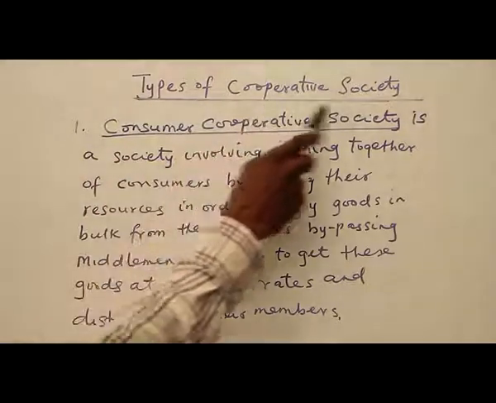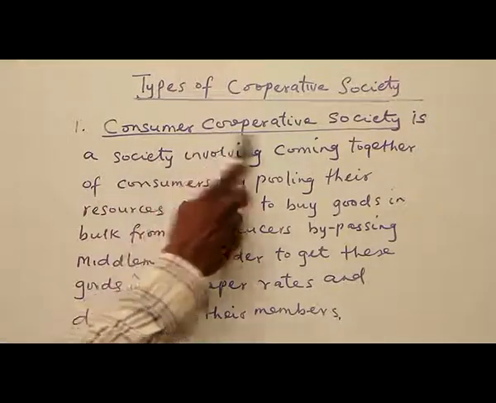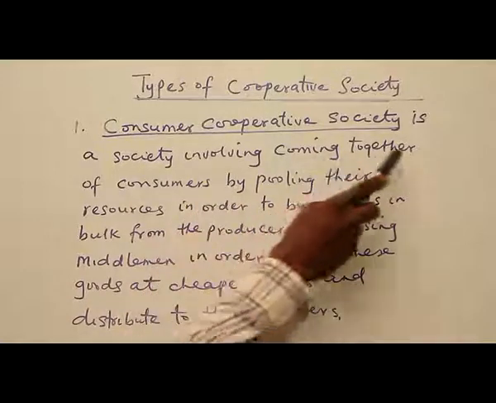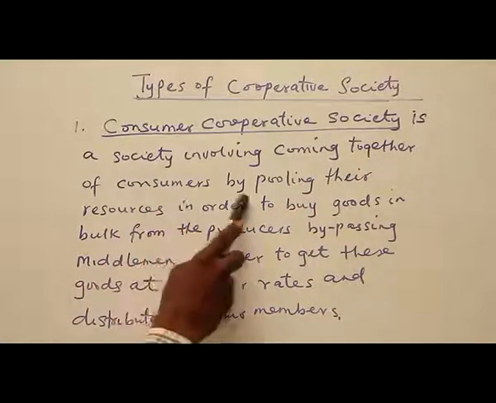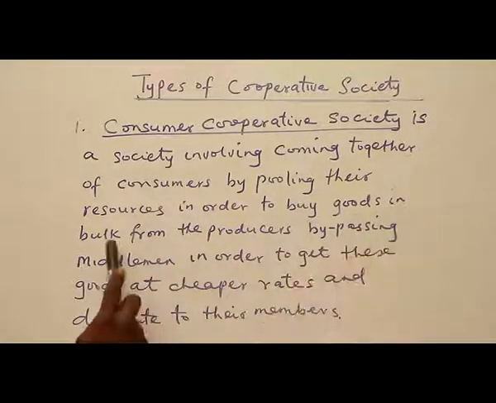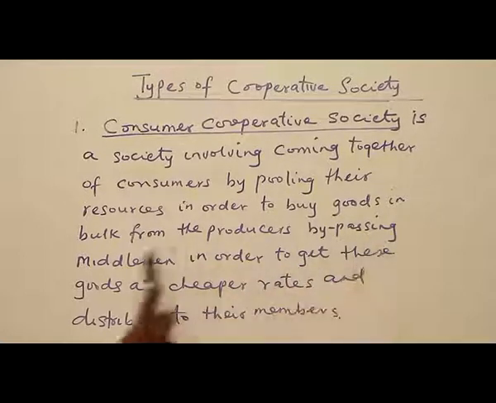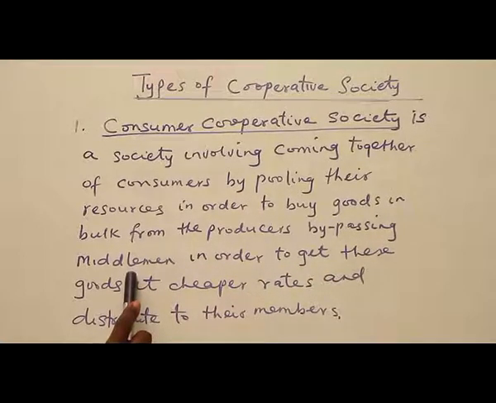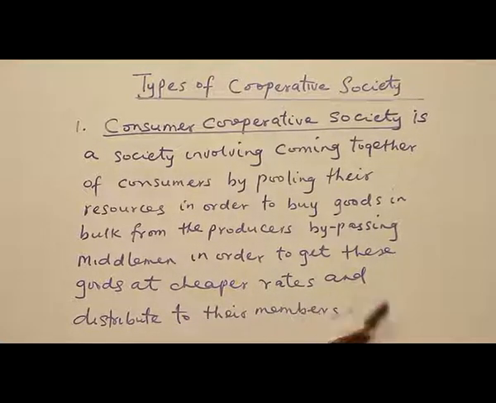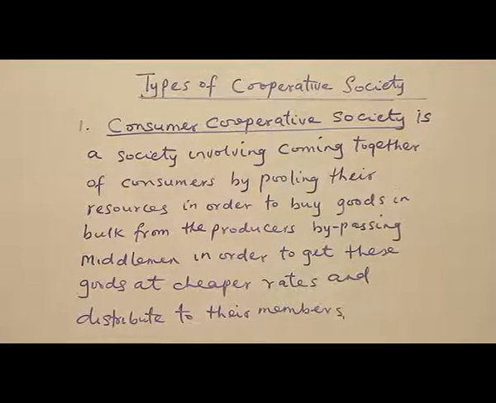Types of cooperative society. Number 1, consumer cooperative society is a society involving the coming together of consumers by pooling their resources in order to buy goods in bulk from the producers, bypassing middlemen, in order to get these goods at cheaper rates and distribute this to their members.